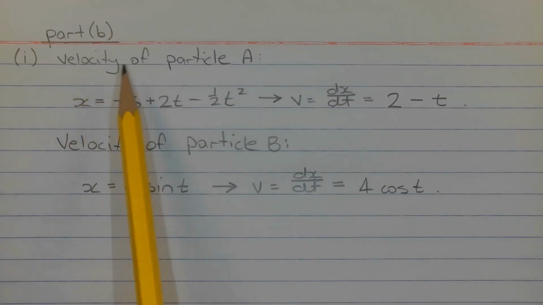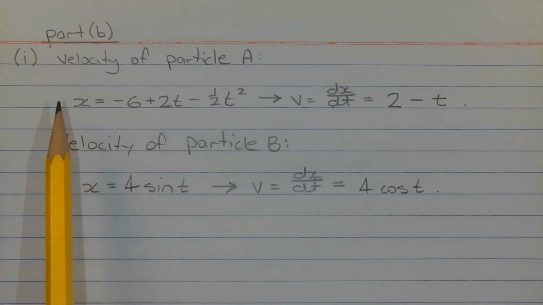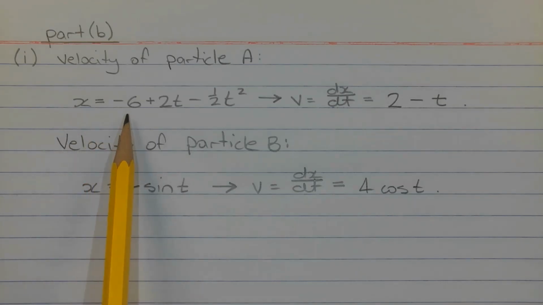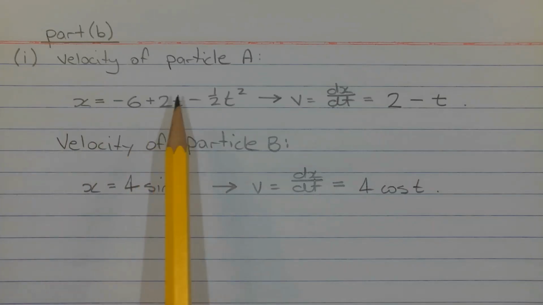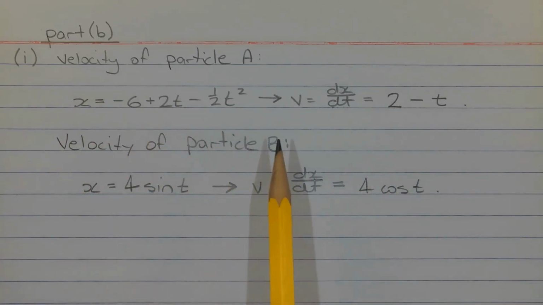To find the velocity of particle A, we differentiate the displacement equation of particle A, and the displacement equation is x equals negative 6 plus 2t minus half t squared. So to find the velocity, we find dx/dt, so differentiating x with respect to t, we get 2 minus t. Now to find the velocity of particle B, we differentiate its displacement equation. So the displacement equation of particle B is x equals 4 times sine t. Differentiating x with respect to t, we get v equals dx/dt, which equals 4 times cos t.